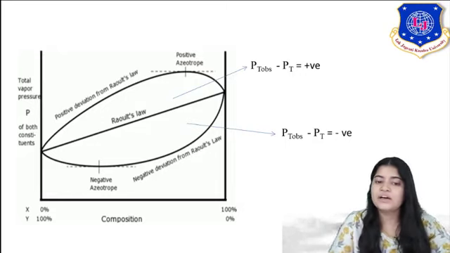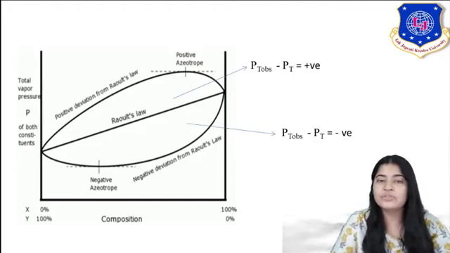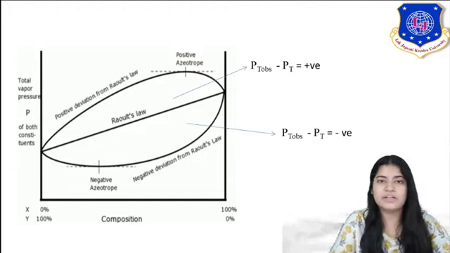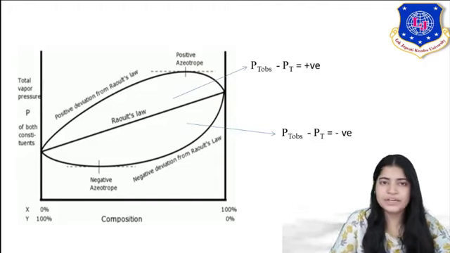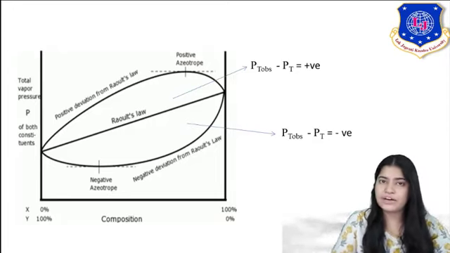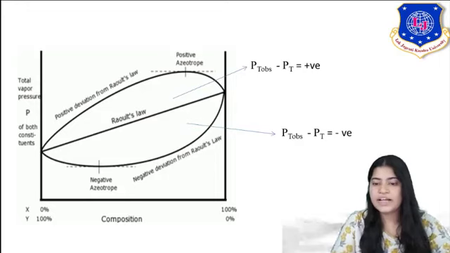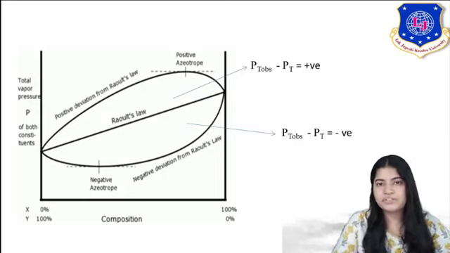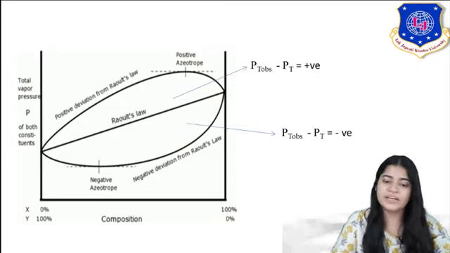Now you can see positive deviation is shown by a positive azeotrope. Here a new term is introduced. In this vapor pressure versus composition graph, you are relating your non-ideal solution and ideal solution. For non-ideal solutions, non-ideality exists in two different ways: as a positive deviation and as a negative deviation. We saw that. Now here the azeotrope is defined. A positive azeotrope is formed when there is positive deviation, whereas a negative azeotrope is formed when there is negative deviation.